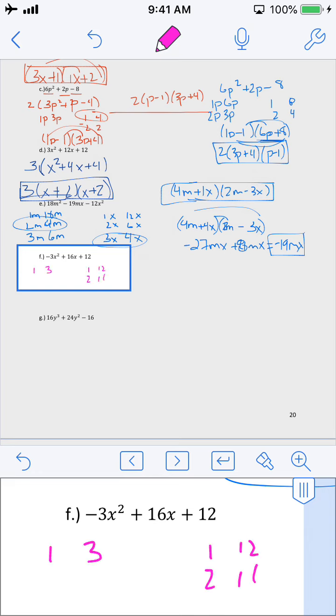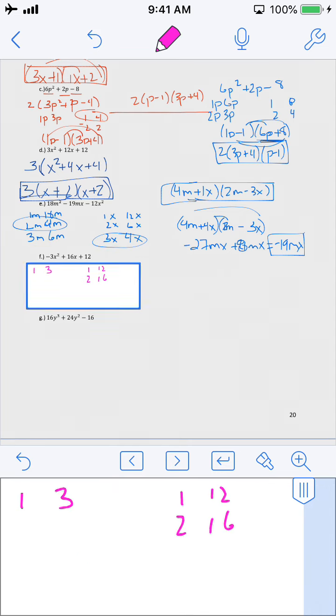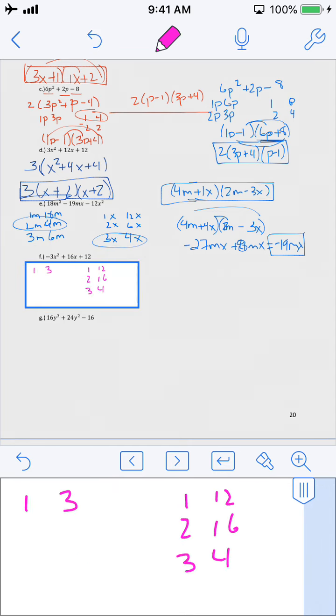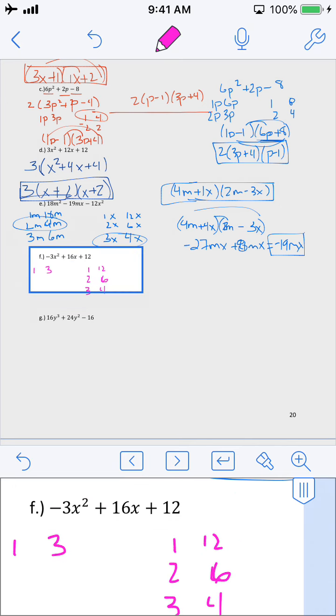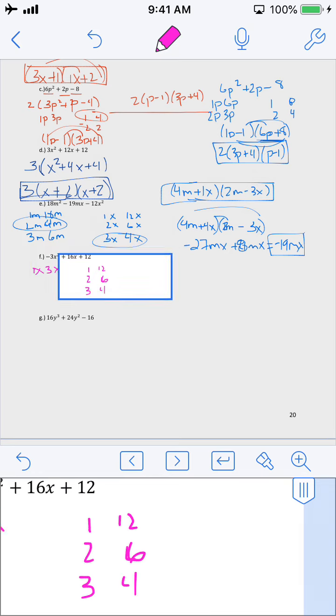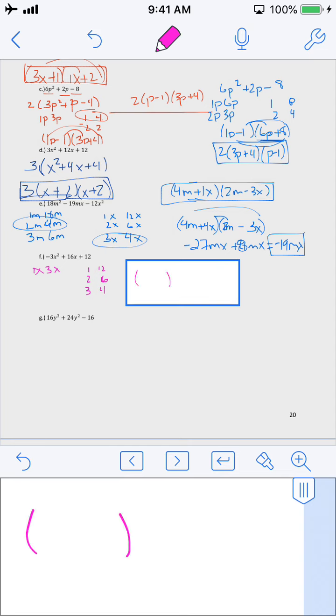1 and 12, 2 and 16, and 3 and 4, 2 and 16, try again, 2 and 6. 6 and 3 and 4. Okay, so what of these, I'm sorry, x and x. What of these is going to give me 16? I think 18 and 2. 1x, 3x, 6 and 2. Here's the thing though, my 12 has to be positive.